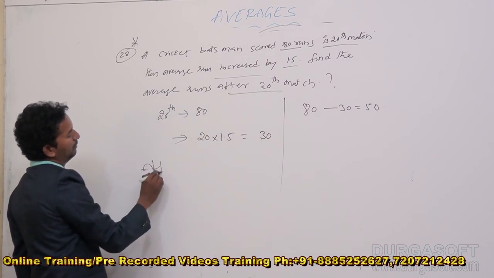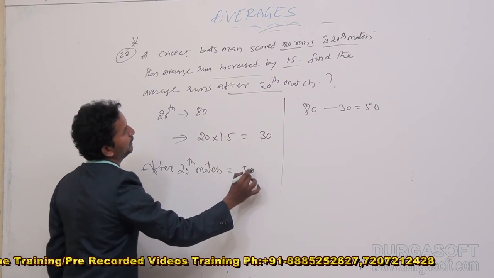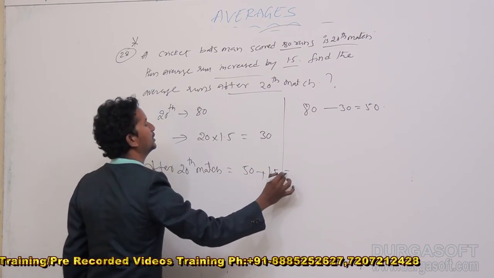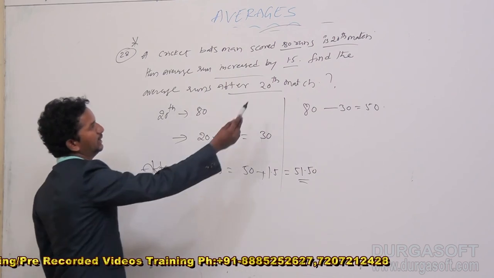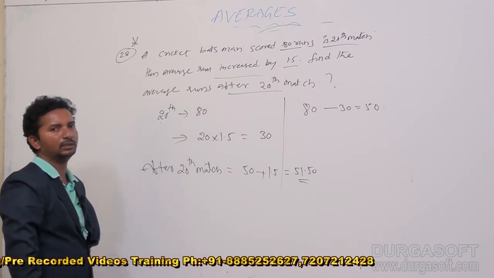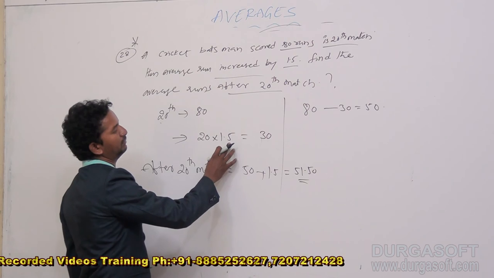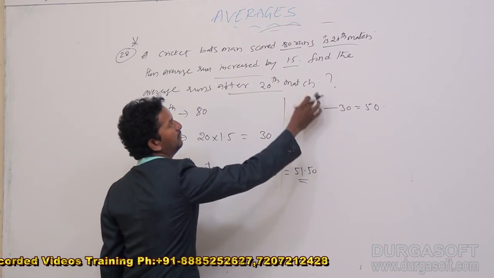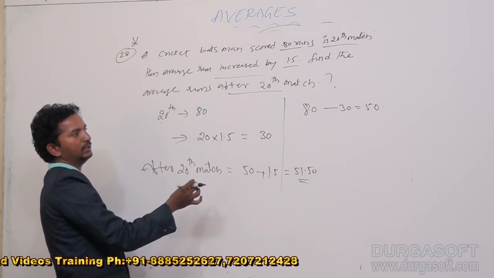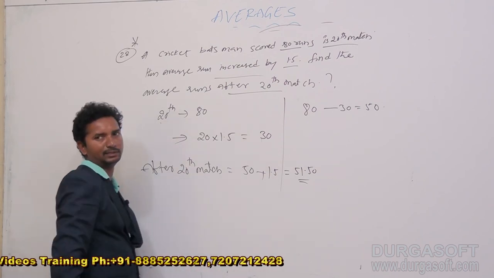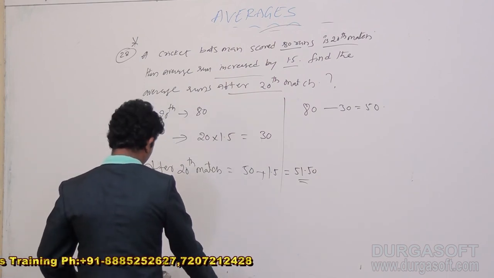After the 20th match, how much increase is there? 50 plus 1.5 is equal to 51.50. This is the answer. So a cricket batsman scored 80 runs in the 20th match, and the average increased by 1.5. Nothing but 80 minus 30 is 50 up to the previous match. After that, 1.5 is increased, so 50 plus 1.5.